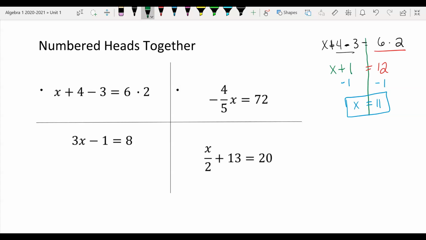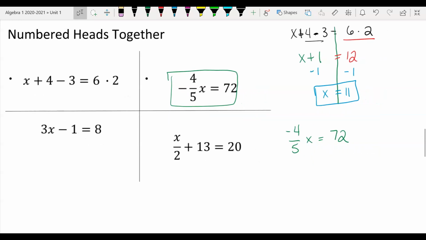The next problem: negative 4 divided by 5, times x, equals 72. There are a couple different ways to solve this, and I'm going to show you both ways. If I see a fraction, I should be thinking division, right? However, this is right next to the x, so I'm multiplying. So what's the opposite of multiplying? Well, I can just divide both sides by that fraction. You can type that into your calculator, and you should get negative 90. That's the fast version of that.